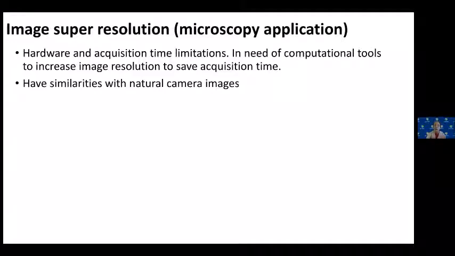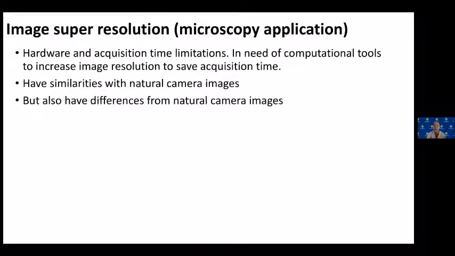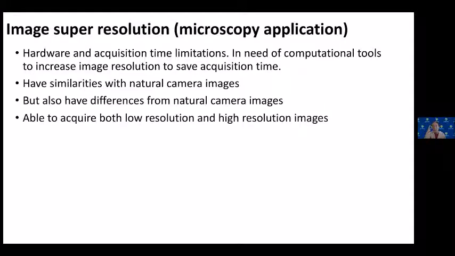Our bioimages, the fluorescence microscopy images, have some similarities with natural camera images, but also a lot of differences, because the optical pathways and how the images are acquired are all different. And the unique thing here is that we can easily adjust the acquisition parameters with the hardware design to acquire both the low resolution image and the high resolution image of the same field of view. So we can easily get the paired training data set for the model.